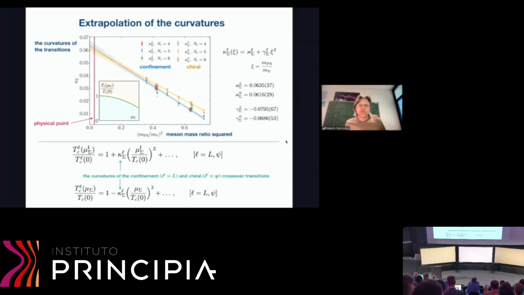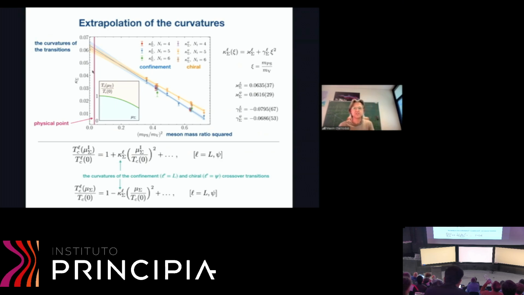And then the next step of lattice, of course, is that we need to extrapolate those curvatures to the physical value. And here we plot the curvatures of the transitions. So we measure them, and we plot the curvatures of the transitions as a function of meson mass squared. Let me repeat that the curvature of the transition is just the coefficient in front of the parabolic dependence of the pseudocritical temperature as a function of spin potential. So we make those fits, and for each curvature, we plot it as a function of meson mass ratio squared, and just extrapolate those curvatures to the physical value.